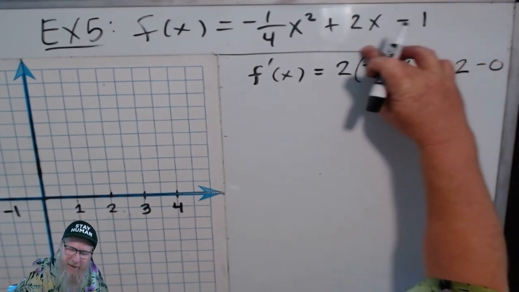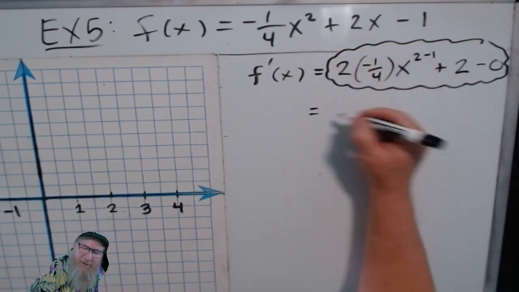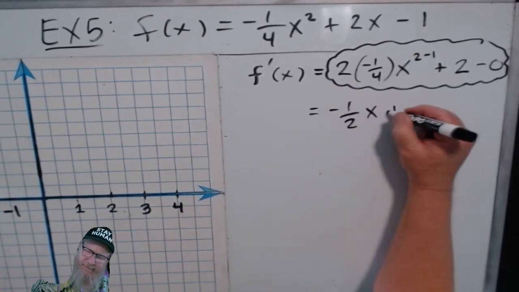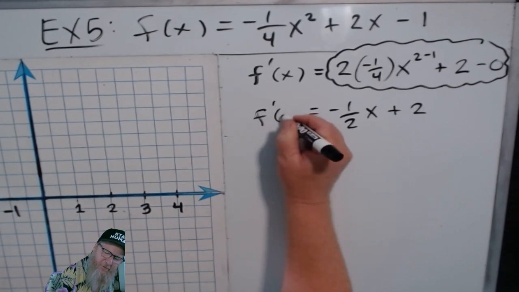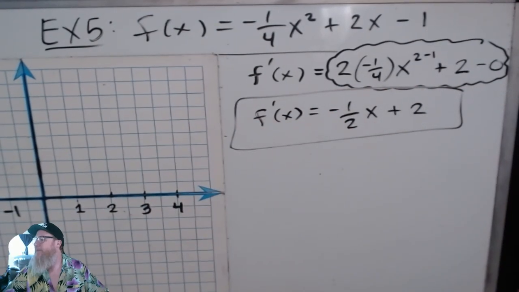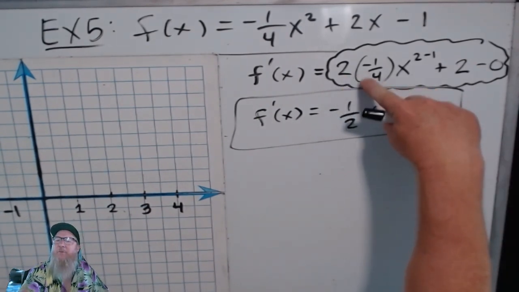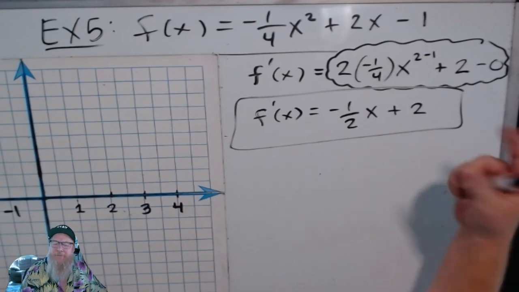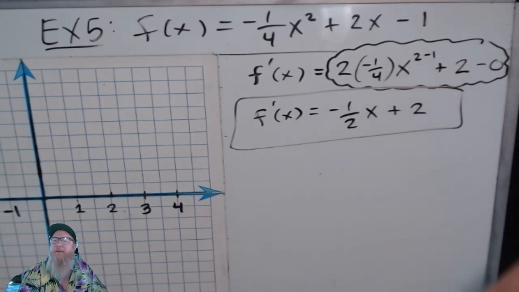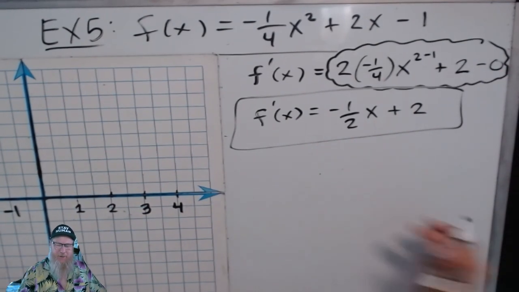Generally, you don't write all of this. You've seen me do this before. This is just the cloud. Generally, you will jump right to this step. And there's your first derivative. Notice 2 times negative 1/4 just becomes negative 1/2. The exponent, 2 minus 1, just becomes 1. I don't even bother writing it. And then I don't write minus 0.